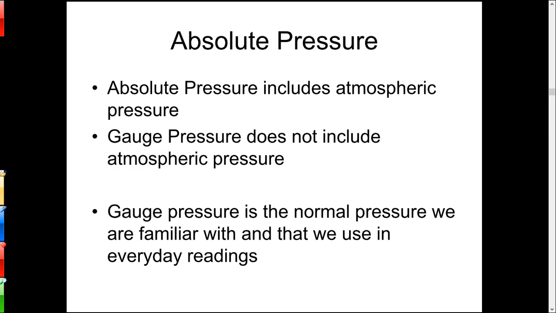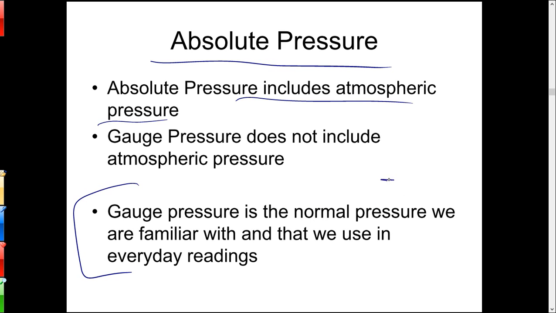All right, now absolute pressure is what I was just mentioning there. It includes atmospheric pressure. Gauge pressure does not, okay? So we actually talk about two types of pressure sometimes, gauge and absolute. Now, gauge pressure is the normal pressure that we're familiar with and that we use in everyday readings. So if you're talking about pressure 999 times out of 1,000, you're probably talking about gauge pressure, okay? Now, we use absolute pressure, that includes the atmospheric pressure in it, for certain special applications.